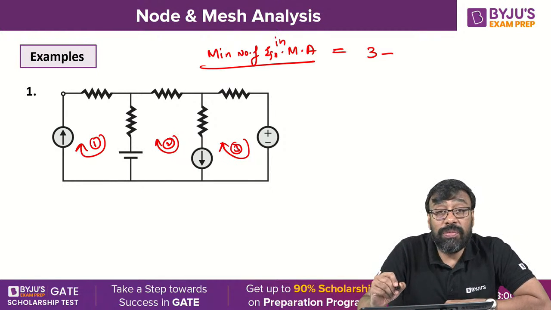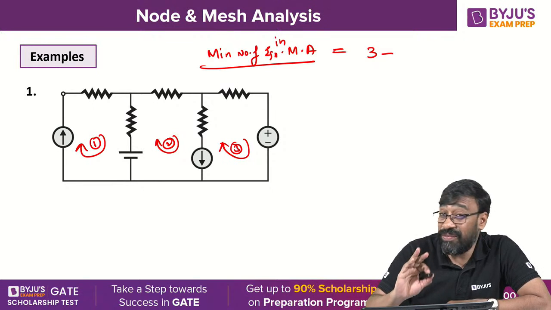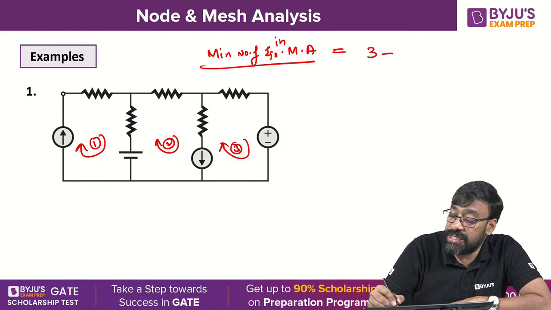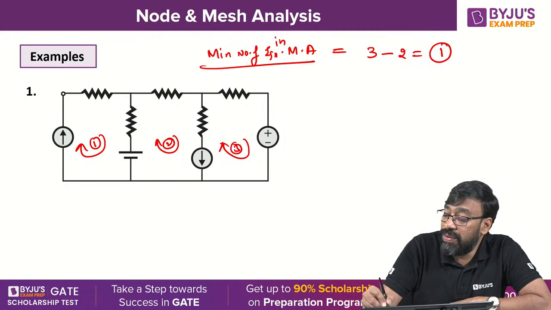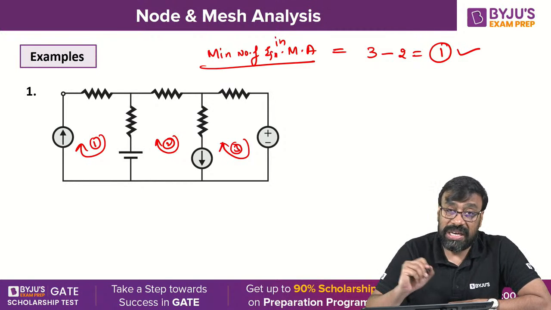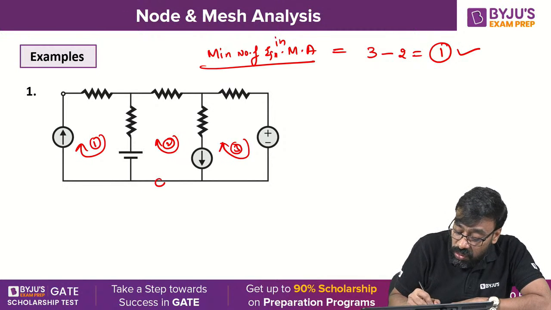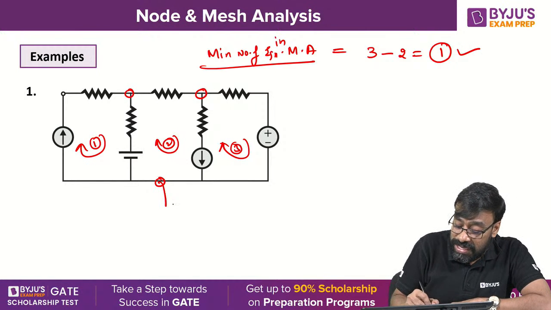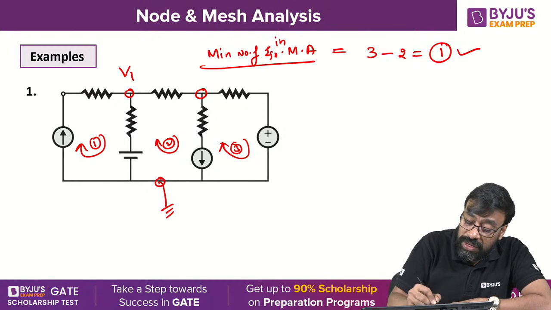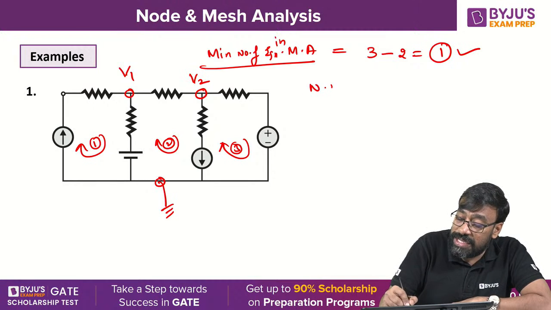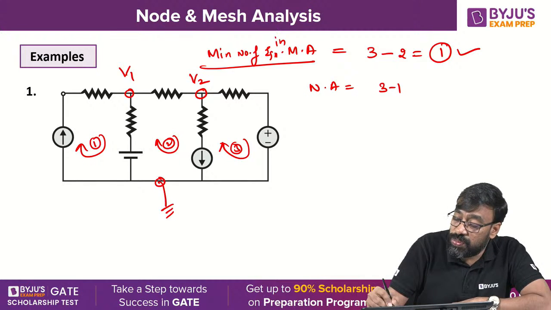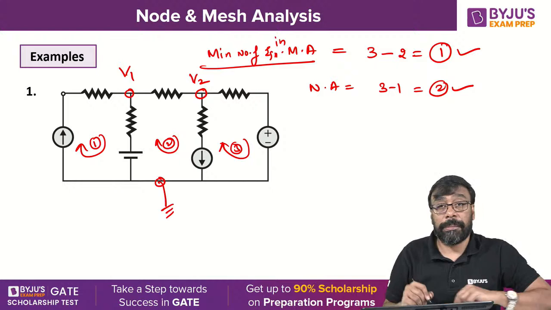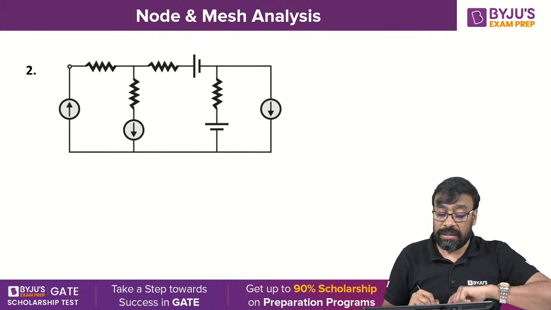Minimum number of equations required in mesh analysis. There are 3 fundamental loops, but 2 current sources, so 3 minus 2, 1 equation is enough using mesh analysis. But what about node analysis here? 1, 2, 3, 3 nodes. If you take 1 as a reference node, V1, V2, node analysis will give you 3 minus 1, 2 equations required.